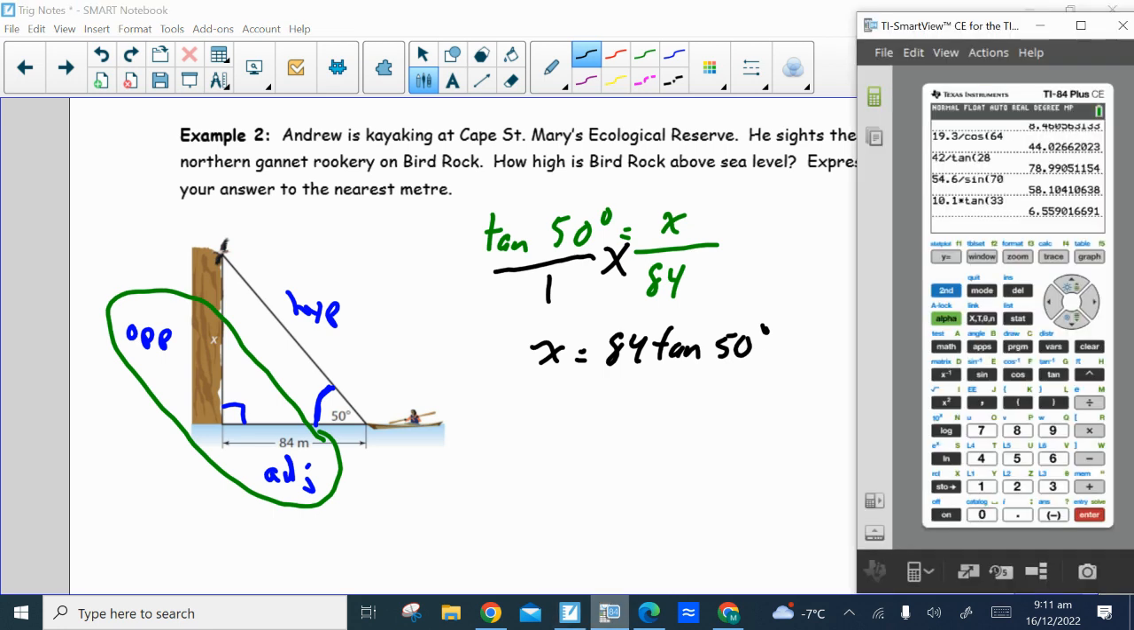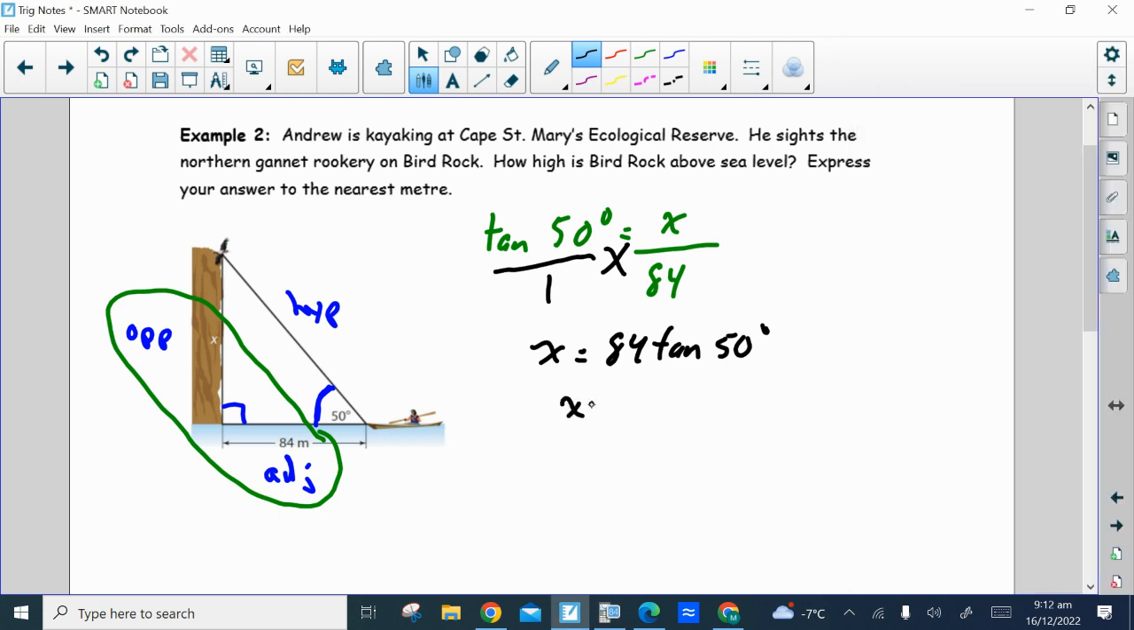And I showed you why I always put the sine, cosine, tangent of the angle last in our calculator. You don't have to, but you need to make sure that you close the bracket on the 50 degrees if you put that part first. But 84 times the tan of 50 is 100.1 to the nearest meter. It would be 100 meters high, to the nearest meter.